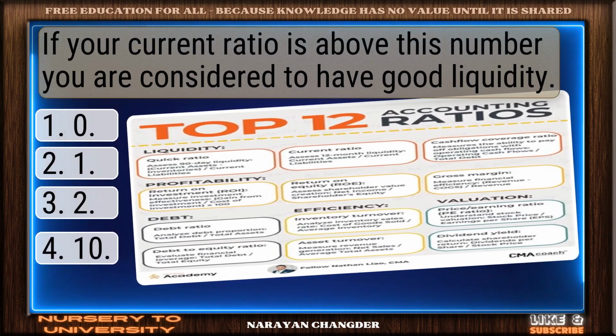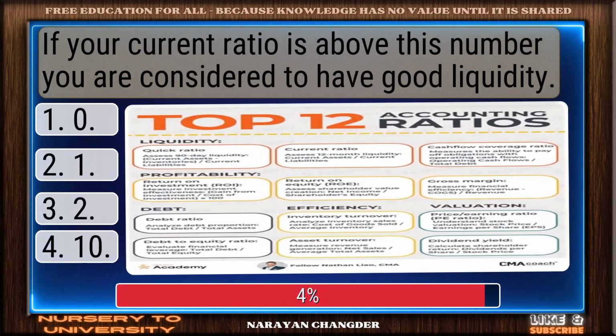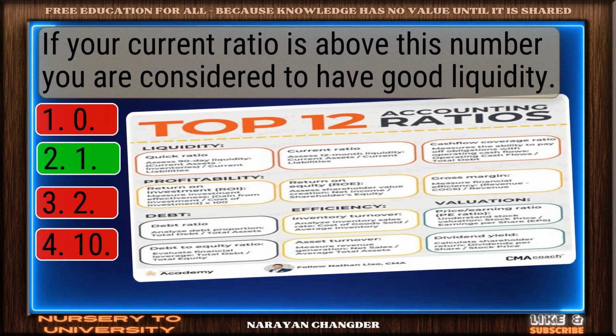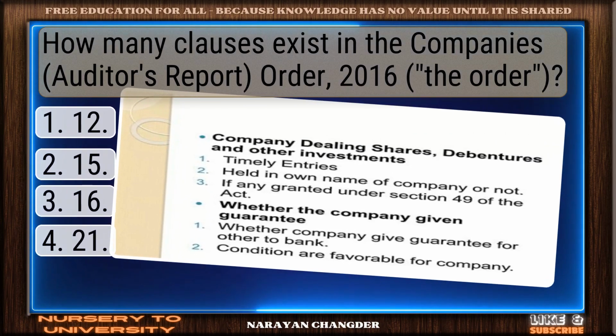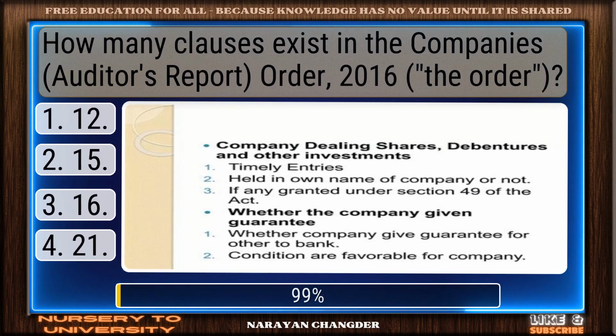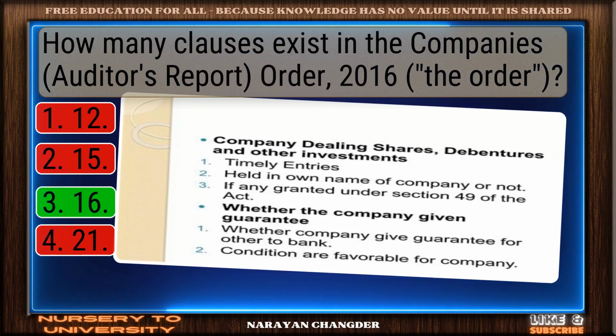If your current ratio is above this number, you are considered to have good liquidity. Bravo. 1 is the answer. How many clauses exist in the company's order 2016? Nice work. You chose 16 and it is correct.